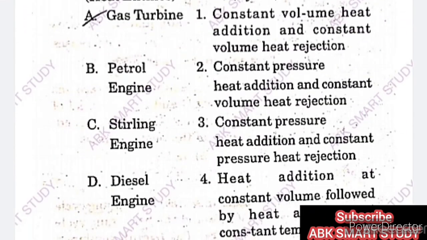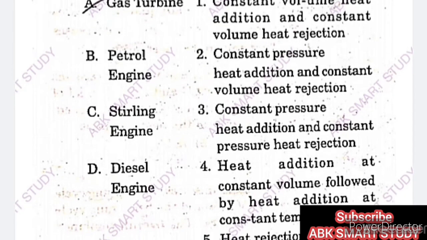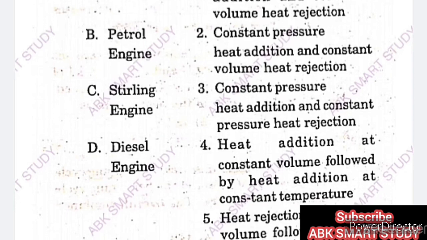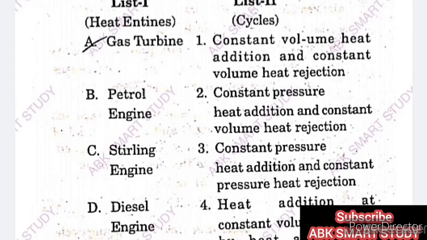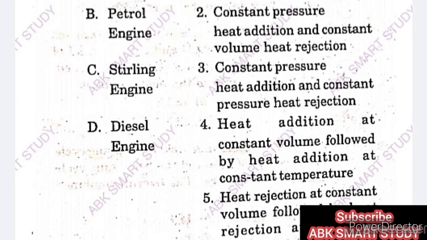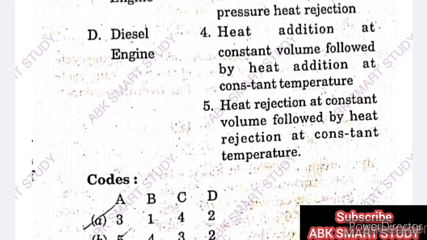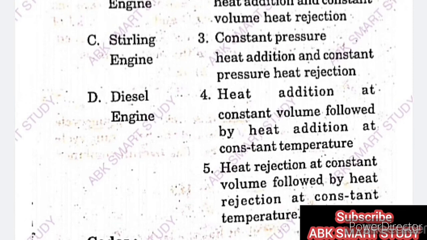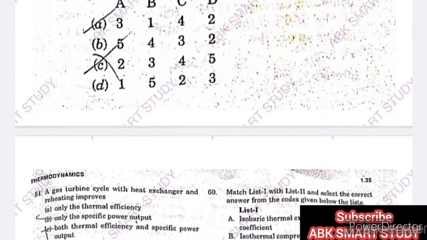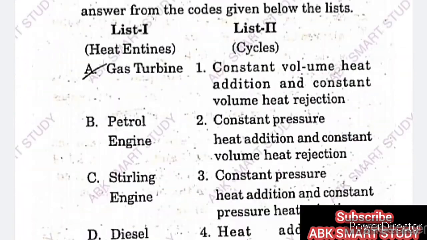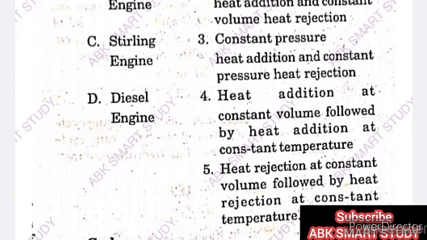So for gas turbine we use constant pressure heat addition and constant pressure heat rejection. For petrol engine we use constant volume heat addition and constant volume heat rejection. For Stirling engine we use heat addition at constant volume followed by heat addition at constant temperature. And for the last, diesel engine, we use constant pressure heat addition and constant volume heat rejection. So option A, 3142, is the correct answer for the above question. So this is the last question.